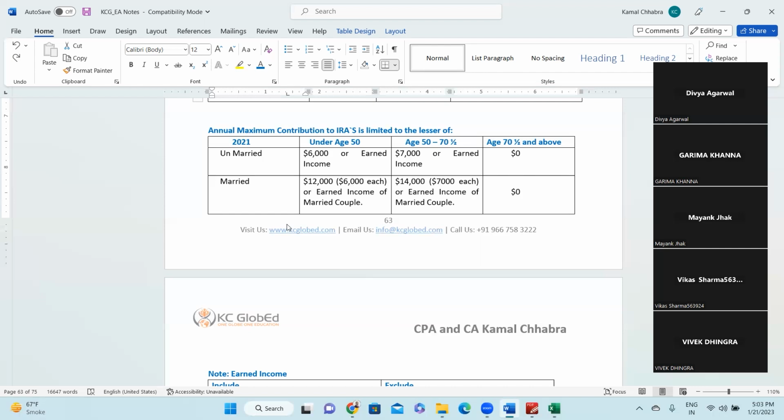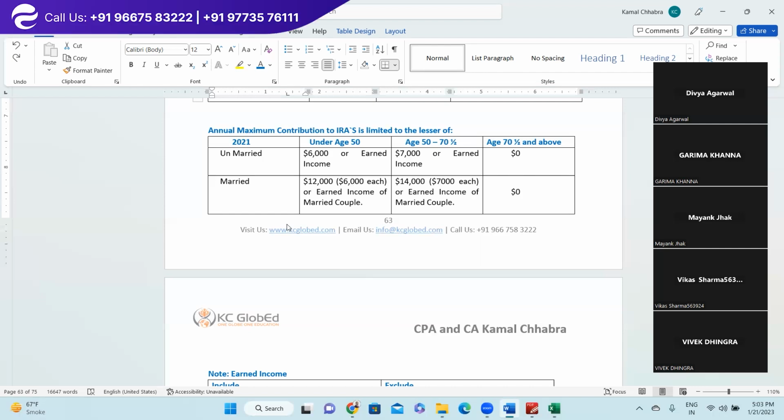Do you know in India also there is a maximum contribution limit to PF? Do you know what is that amount? Any of you have idea how much maximum contribution you can make to PF?